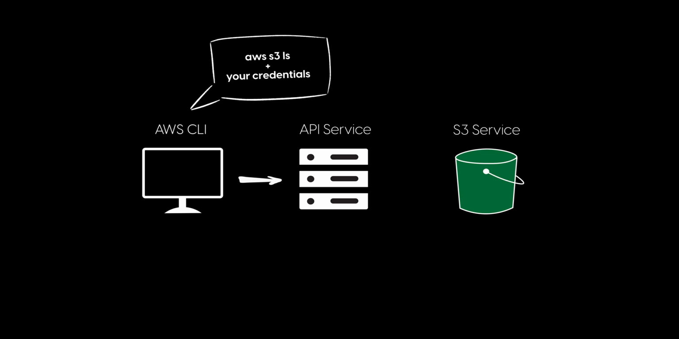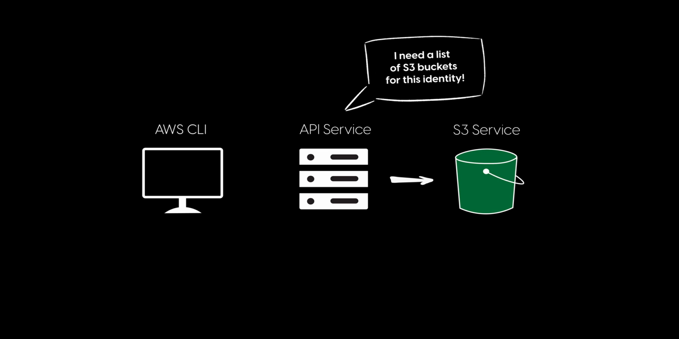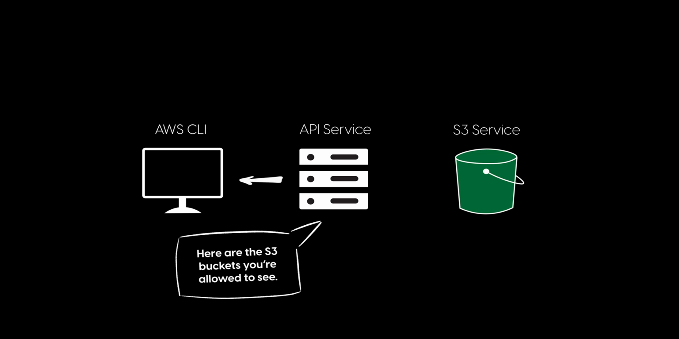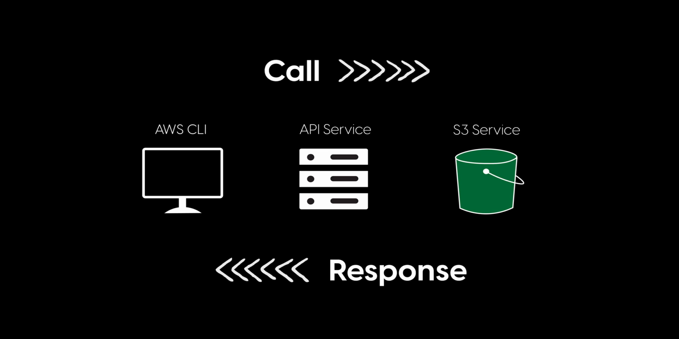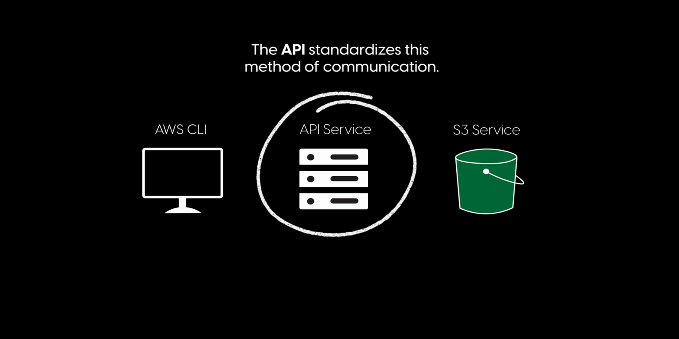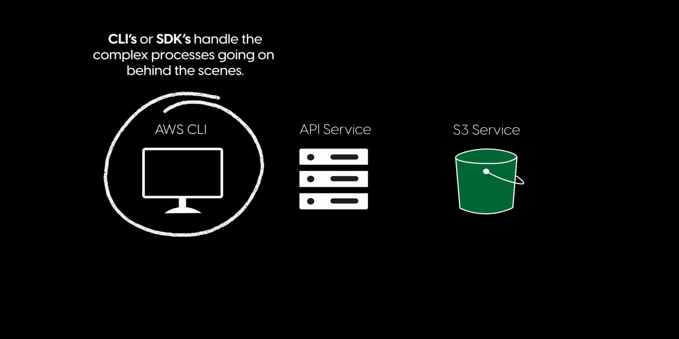So in this instance, the API talks to the AWS S3 service and says, I need a list of all the S3 buckets that this AWS identity has permissions to list. The S3 service then sends the API a list of your S3 buckets, and the API sends that response back to you. So the process is call and response, and the API functions as a middleman that standardizes this method of communication. But the complex processes going on behind the scenes that make this possible are handled by the CLI, or by a software development kit.